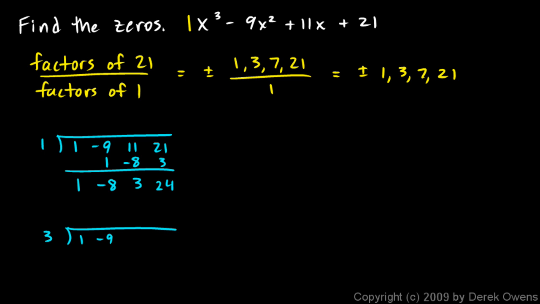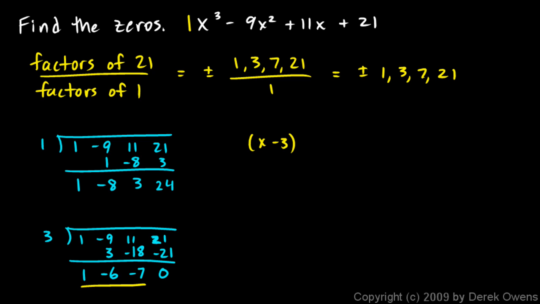1, minus 9, 11, and 21. Just setting up the coefficients there for the synthetic division. Okay, bring down the 1. 1 times 3 is 3. We add and we get negative 6. Negative 6 times 3 is negative 18. We add that to the 11 and we get negative 7. Negative 7 times 3 is negative 21. And we add there and we get 0. So that worked. So x minus 3 is a factor.